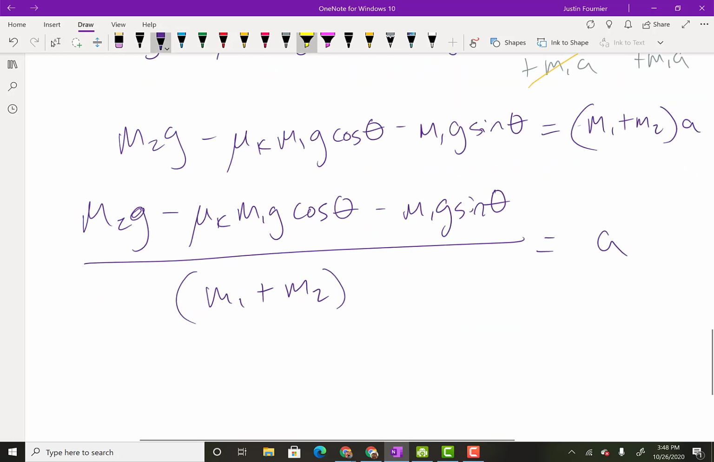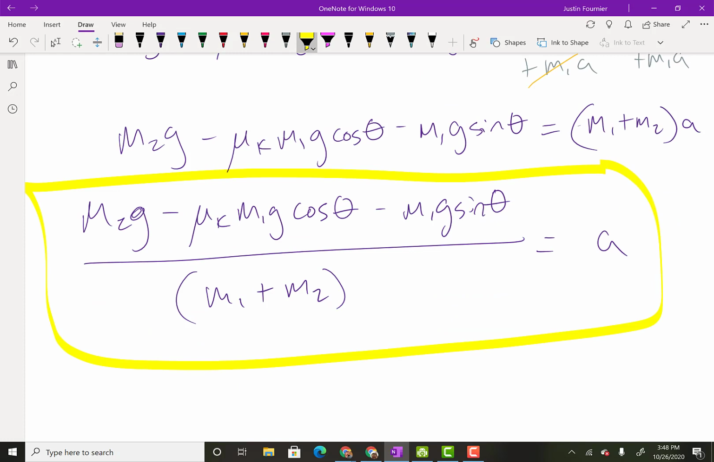So once again, here are my F net terms up here, and then here's my inertia term down here, because these masses are the inertia of the system, and then this is my net force. So here's the weight of M2, that's what causes it to accelerate that way. Here's the friction force term, that's what goes against this weight term. And then here is the x component of the weight of block M1.